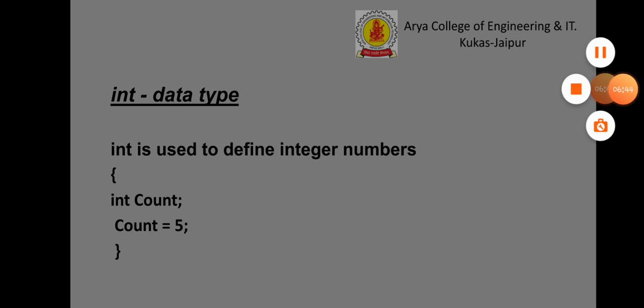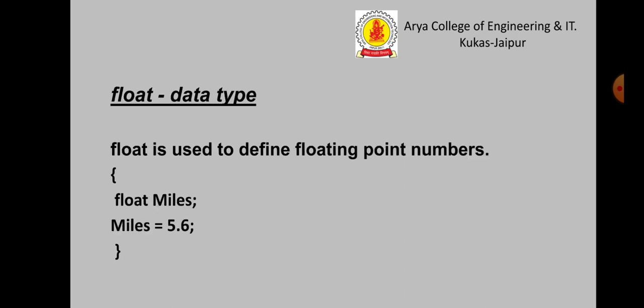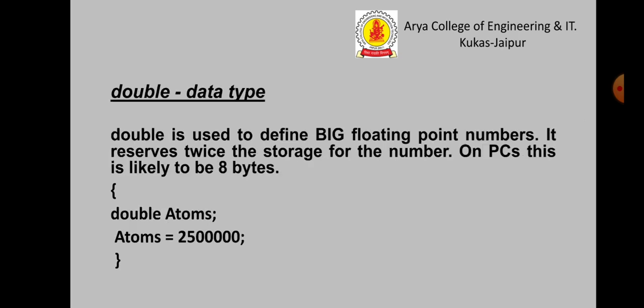Now the int data type. Integer is used to define integer numbers. Here the count variable is declared with data type int and its value is 5. In the same way, we declare a float. The float data type is used to define a decimal value. Here miles is a variable name of type float, float miles, and the value assigned is 5.6. Miles is equal to 5.6.